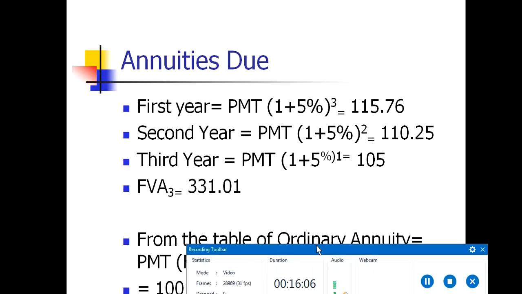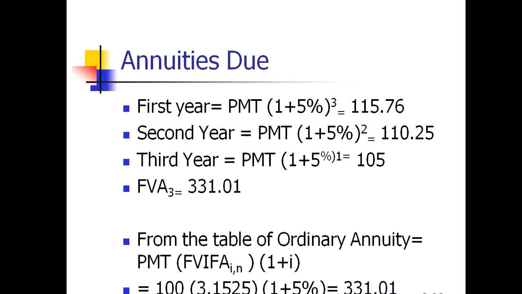We multiply the payment by the future value interest factor annuity for the rate of interest and the number of years. Then we multiply the total amount by 1 plus the rate of interest. And here we can see 100 multiplied by this number. We can get this number from the table of ordinary annuity. Then we multiply the total by 1 plus 5%, which is the rate of interest, and eventually we get the same number.